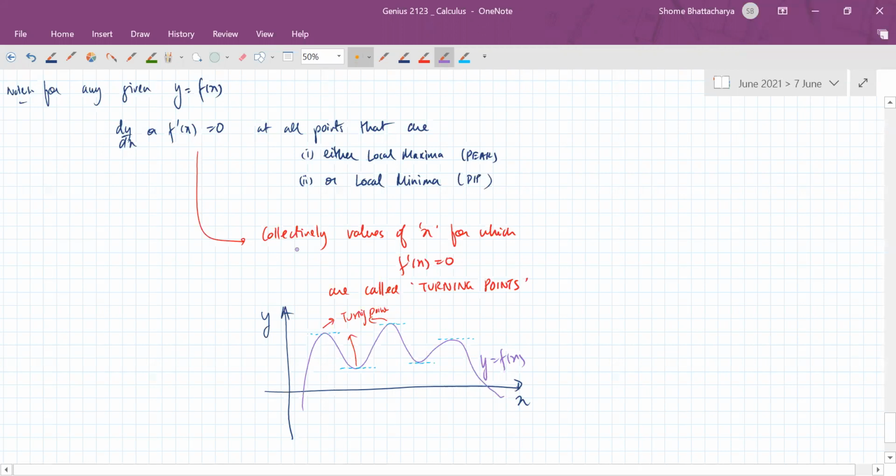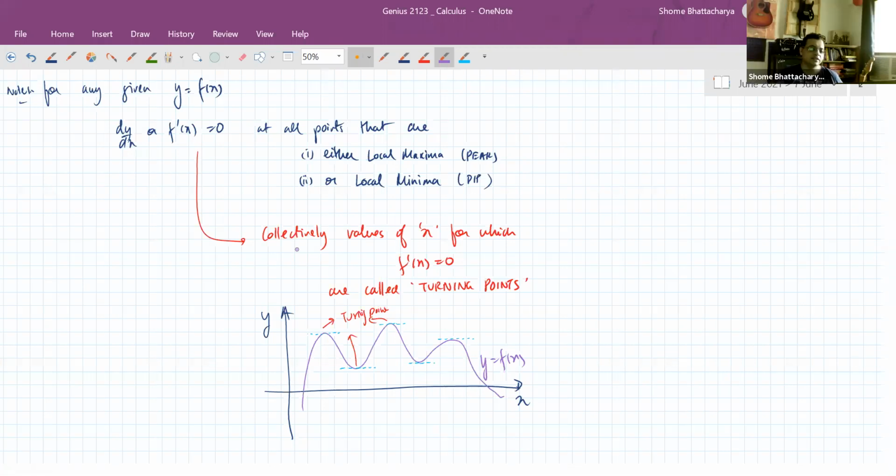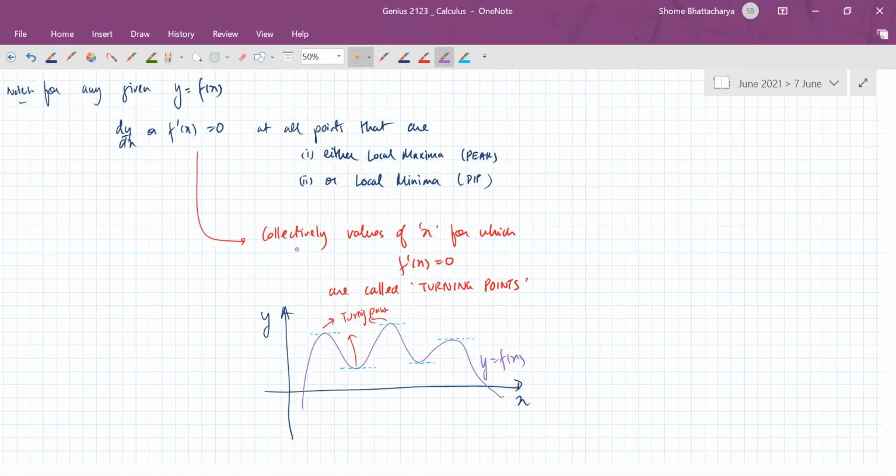So then in a straight horizontal line, what are the turning points? You can say in that sense there are infinite turning points. A straight horizontal line, or a constant function, is just a collection of infinite turning points consecutively drawn.